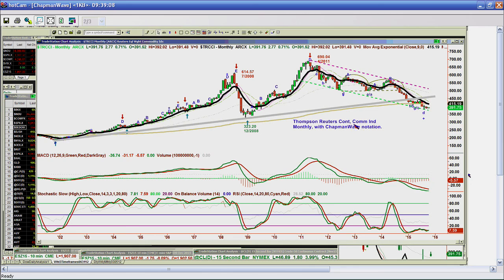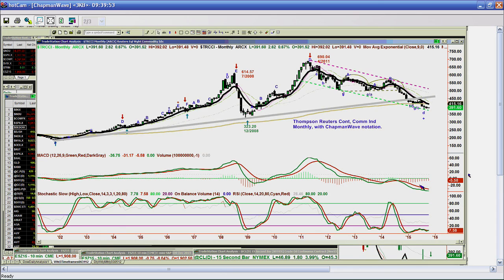So Thomson Reuters continuous commodity index, monthly with Chapman wave notation, shows that low that started off, and remember, this gets smoothed out because it is a Reuters Equal Weight Commodity Index. So when you take the low that was established back in about October of 2001, and you take it to the low of December of 2008 at 323.20, you'll see that we have pierced decisively both the gray, very long-term uptrend line, the dashed green downtrend line, and the 200-period coral-colored support line right there at 417. Trading now at 391, up 2.62.